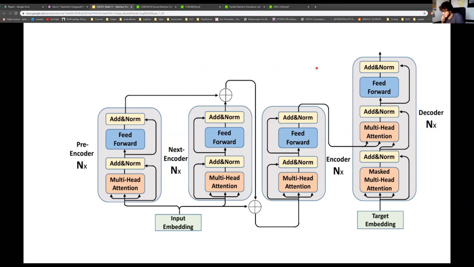What they do is take the output of the pre and next encoder and combine it with the input embedding and feed it to another encoder, whose output goes to the decoder, and the decoder is just to predict the target embedding. So these are the two approaches they try.